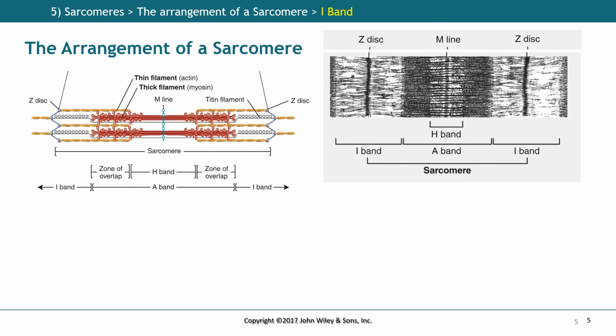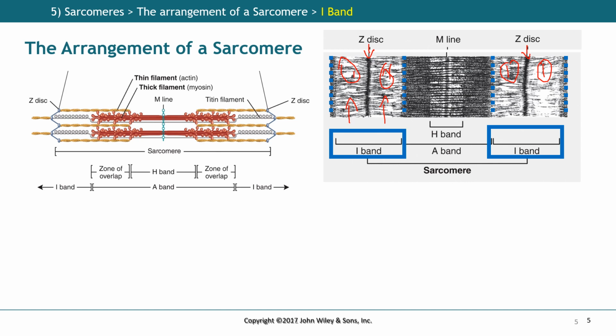So let's move into the I band. Here in the I band, you see that there are lighter regions that I'm going to mark with a one here, one here, one here, and you also have a dark region here that is the Z disk. Okay, so you have these two. And why do you think that you see these lighter regions?